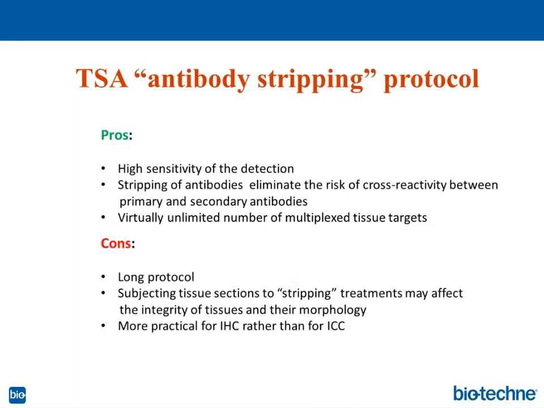Pros. TSA is known to be an incredibly sensitive technique, which means that the concentration of primary antibodies may be lower than what we usually use in our conventional immunohistochemical protocol. When we strip the antibodies from tissue sections, we eliminate the risk of cross-reactivity between primary and secondary antibodies that we will use in subsequent cycles. Here, if we stretch our imagination, we can pretty much use a virtually unlimited number of multiplex tissue targets.